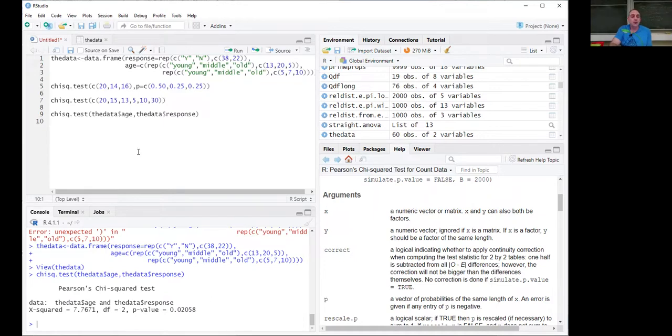One thing I will say is I could have done this chi-squared test like this. If you didn't have the original list of data and all you had was the table, you would have to list the two-way table somehow in your data. And so I don't know how to do that. Just a second.